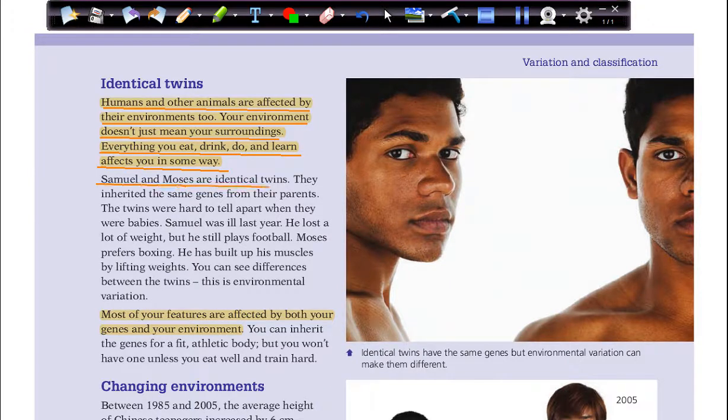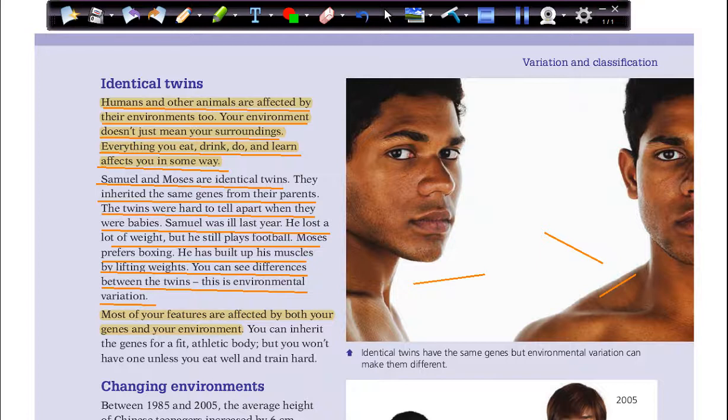Samuel and Moses are identical twins. They inherited the same genes from their parents. The twins were hard to tell apart when they were babies. Samuel was ill last year. He lost a lot of weight, but he still plays football. Moses prefers boxing. He has built up his muscles by lifting weights. You can see differences between the twins. This is environmental variation. So as you can see in this picture, this is Moses. He has muscles here, and this is Samuel.